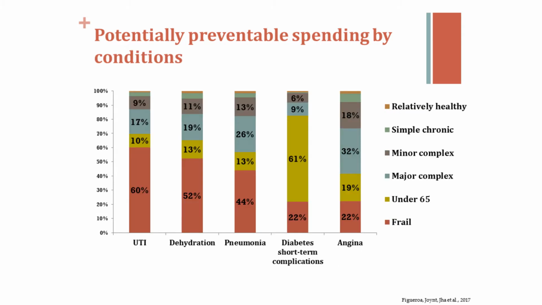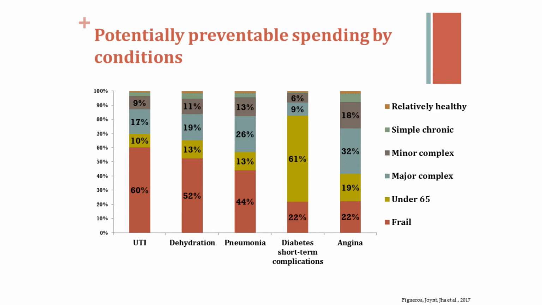I'm just going to show you one more slide related to this. If you look at the potentially preventable spending by particular ambulatory care sensitive condition, you see here an example of 5 of these conditions. If you look at UTI, 60% of all dollars related to admissions for UTI are due to the frail elders. Dehydration, similarly, over half of all dollars spent on dehydration are by frail elders, and pneumonia, a big proportion also by frail elders.